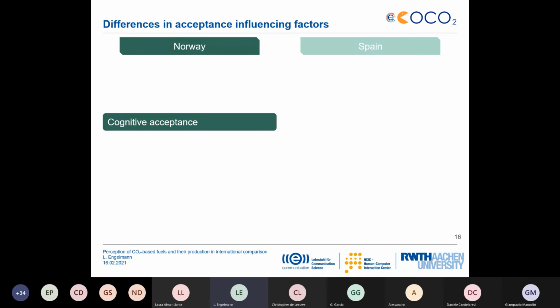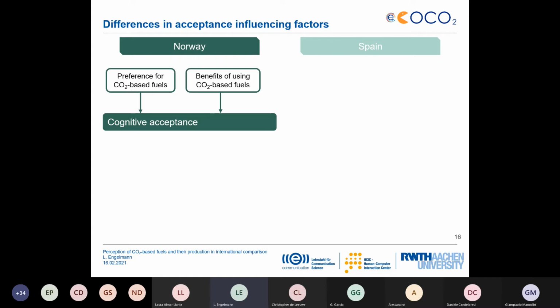I didn't include the statistics here, but indicated the power of each predictor with an arrow for the sake of clarity. In the case of Norwegian respondents, preference of CO2-based fuels accounted for the biggest impact on acceptance. This construct included statements that indicated that people would prefer the CCU alternative over conventional kerosene. It's followed by the perceived benefits of using CO2-based fuels. That means the more somebody prefers the CCU-based alternative over conventional fuel, and the more they perceive the use of said fuel alternative to be beneficial, the more likely they are to accept CO2-based fuels.